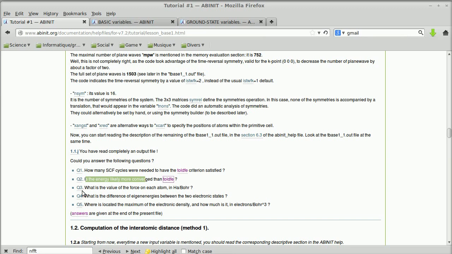It also gives you what is the value of the force. So we already looked at them in Hartree per Bohr.